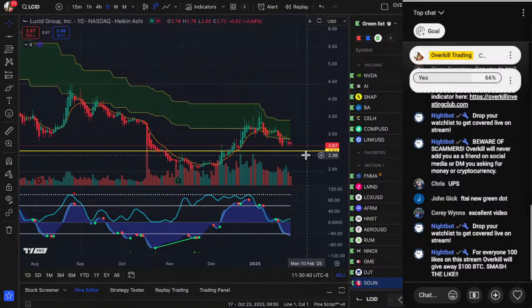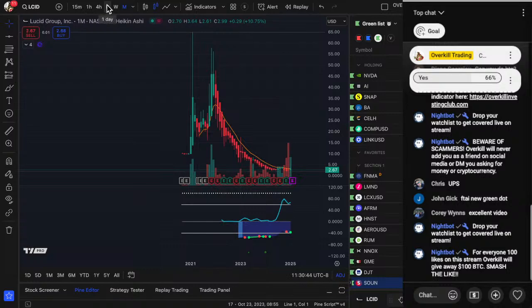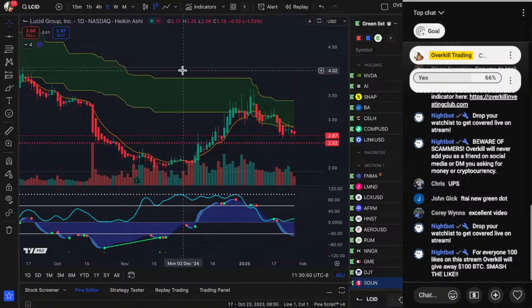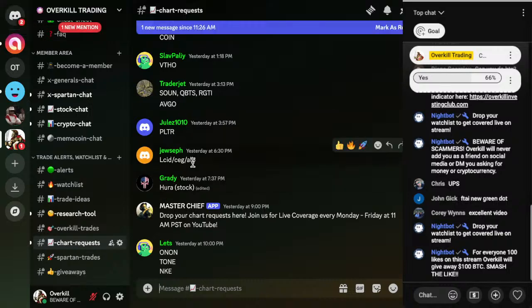We got Lucid, LCID. Lucid, this is a car maker, I believe. Just wait on that daily green dot. Okay, you need the daily green dot. The monthly is green. Just wait for the daily to enter. It's trying to build a base of support right there at about 250, it looks like. 250 is a major level for you.